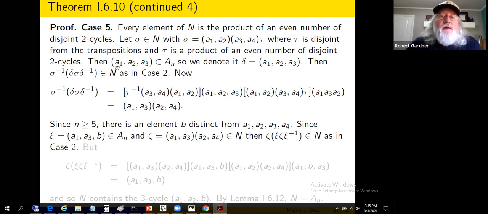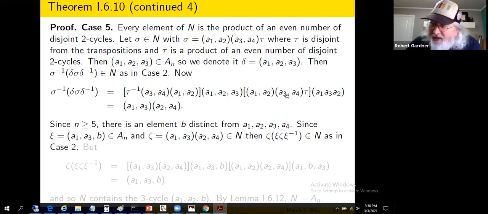Then (A1 A2 A3), that's an element of A sub n, right, 3 cycles are even permutations. We're going back to the big umbrella group, A sub n. So to note that 3 cycle as delta, that element of A sub n. And as we had in case 2, this is where normality is used, we'll find that sigma inverse, delta sigma, delta inverse is in n. When we compute that, substitute in, tau inverse and tau, they get together again, as has happened before.